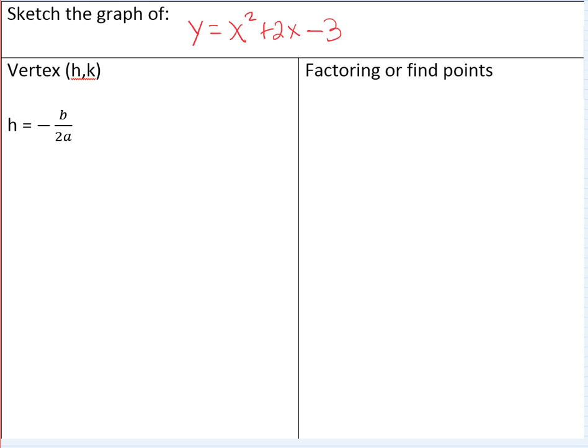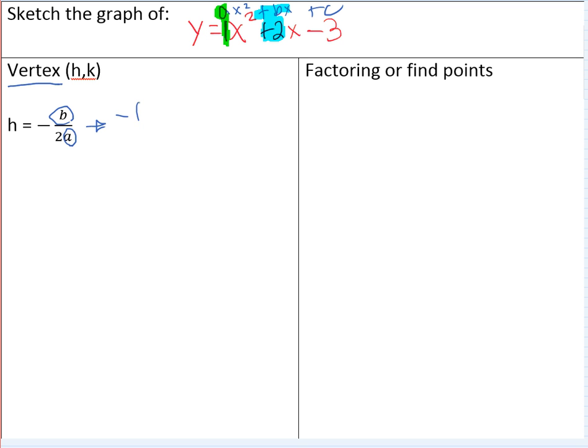Here we're going to take a look at graphing y equals x squared plus 2x minus 3. We need to do that by finding the vertex, which means that we need to have a value for b and a value for a. So let's go label our original equation, ax squared plus bx plus c. We see that a is 1. It's missing, but we know that there's a 1 there. And we know that b is 2. So let's go plug those in.